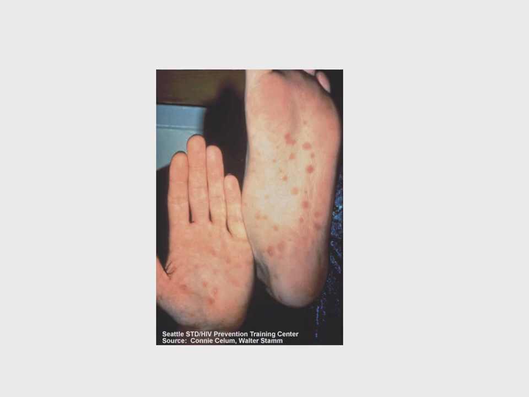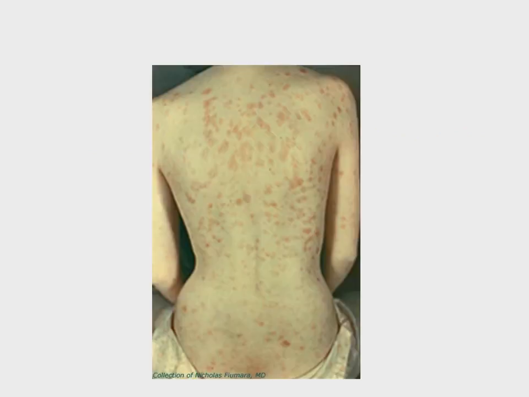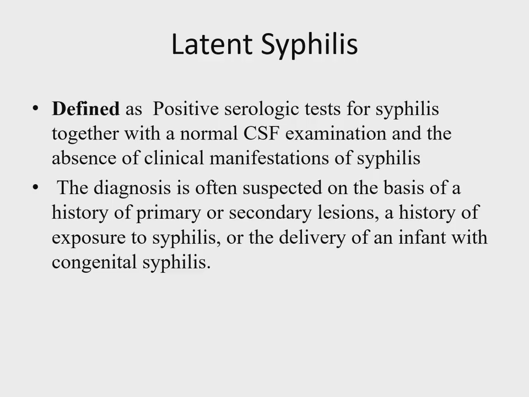Here is a typical feature of mucocutaneous lesions on the palms and soles area. Here are typical features of mucocutaneous lesions on the trunk. This is what I mentioned before, condylomata lata, warts-like, but histopathologically it is different. The mucocutaneous lesions and the lymphadenopathy can heal and disappear after weeks and months, and the patient will be symptom free.